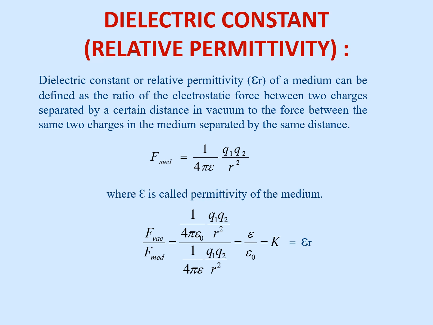If the medium in which the two point charges are placed is not vacuum but some other medium, then the expression for the electrostatic force between them is given by 1 by 4 pi epsilon into q1 q2 by r square. Here epsilon is called the permittivity of the medium. If we take the ratio between the electrostatic force in vacuum and the electrostatic force in the medium, then we get the ratio as epsilon by epsilon naught, and that ratio is called the dielectric constant of the medium.